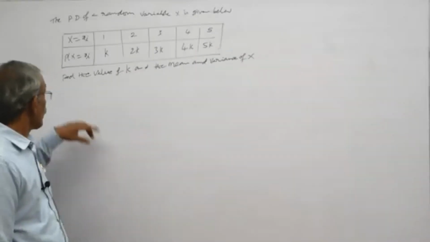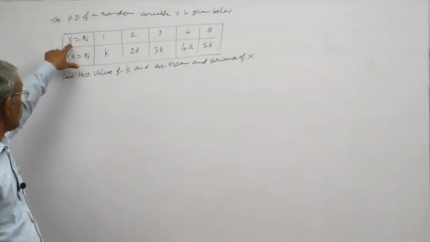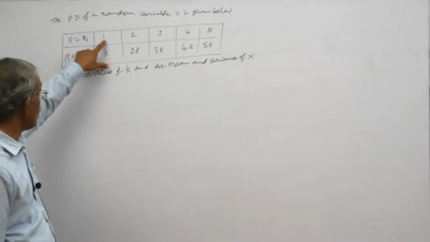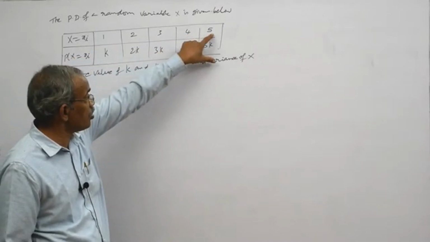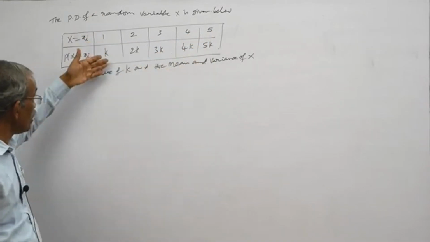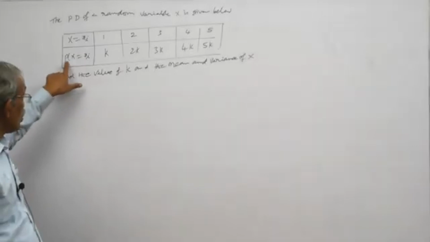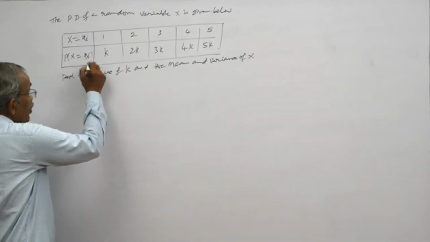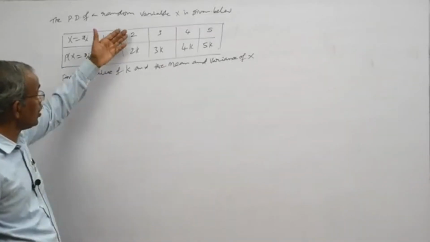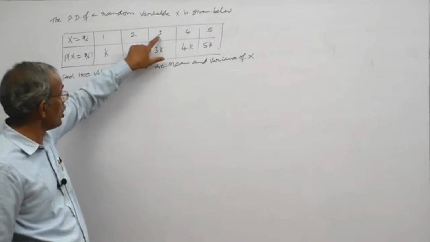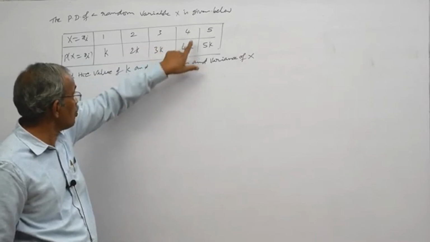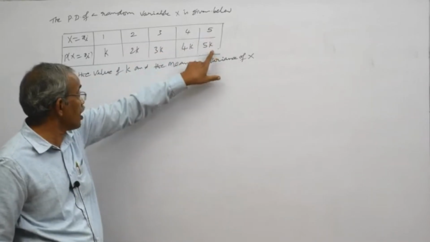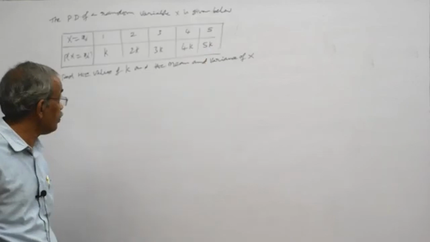Here the random variable x takes the values xi, that means x1 is equal to 1, x2 is equal to 2, x3 is equal to 3, x4 equal to 4 and x5 is equal to 5. The assigned probabilities are given: probability of x equal to 1 is equal to k, x equal to 2 is 2k, probability of x equal to 3 is equal to 3k, probability of x equal to 4 is 4k, probability of x equal to 5 is equal to 5k.